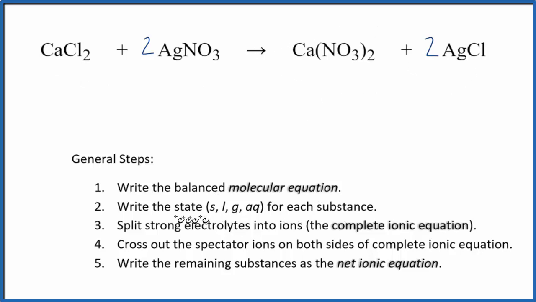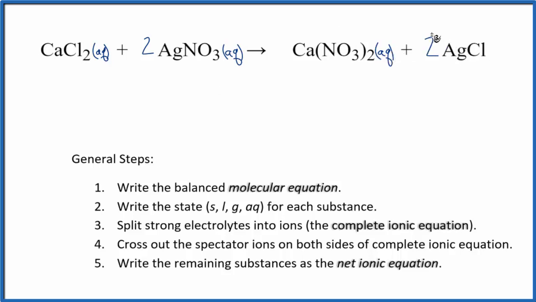Now we need to write the state for each substance. Calcium chloride. Chloride compounds are very soluble, and they'll dissolve and split apart into their ions. Put an aq after that for aqueous, dissolved in water. Silver nitrate. Nitrate's also very soluble, so we'll say that's aqueous. And then here's another nitrate, so that'll be dissolved in water.